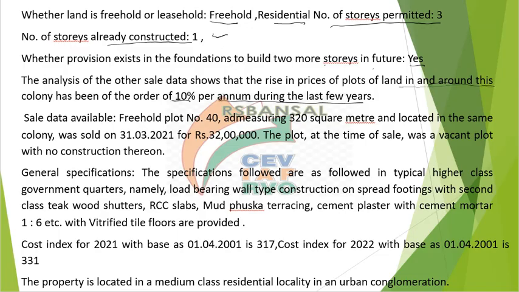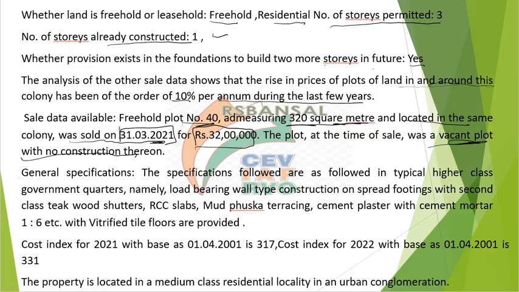This is the data which we have collected. Sale data is available for plot number 40, measuring 320 square meter, located in the same colony. It was sold on 31st March 2021 for 32 lakh. The plot at the time of sale was a vacant plot. See here, with no construction.